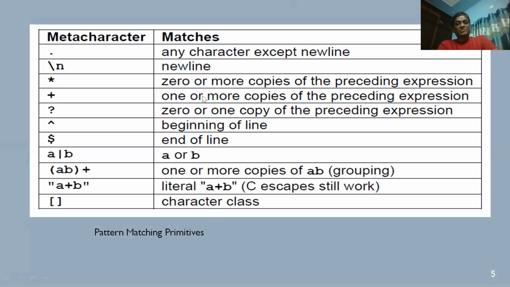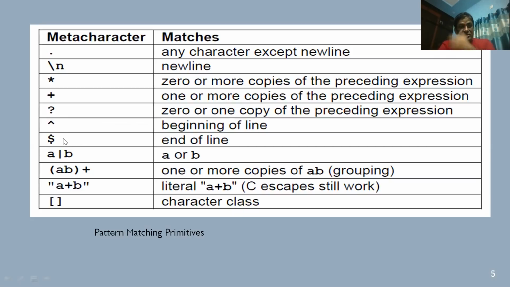Then plus says that one or more copies of the preceding expression before plus. Question mark says that zero or one copy of the preceding expression, and this cap symbol represents the starts-with notation. So cap followed by any pattern matches any string that starts with the corresponding string which follows this cap symbol.